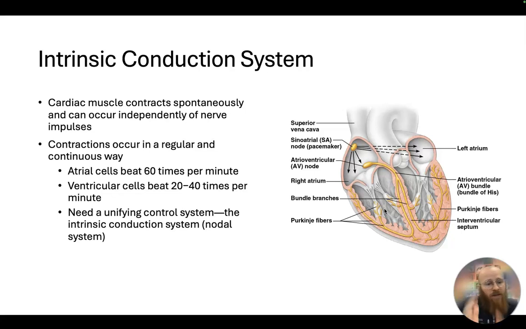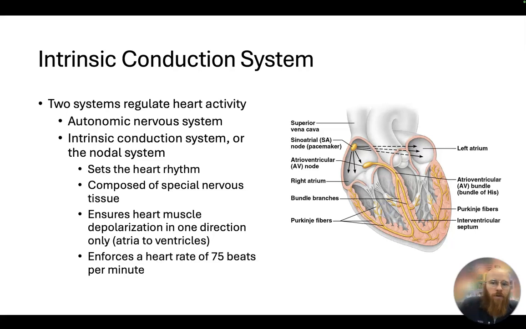Because these rhythms would naturally be off, we have to have this internal unifying control system to keep everything beating at a set rhythm, in a coordinated way. There are two ways that we can regulate heart activity that we're going to discuss today. One is through your autonomic nervous system, that nervous system input from the autonomic branch, so we don't have to consciously think about it. It keeps things going based on the conditions of our other organ systems surrounding the circulatory system.